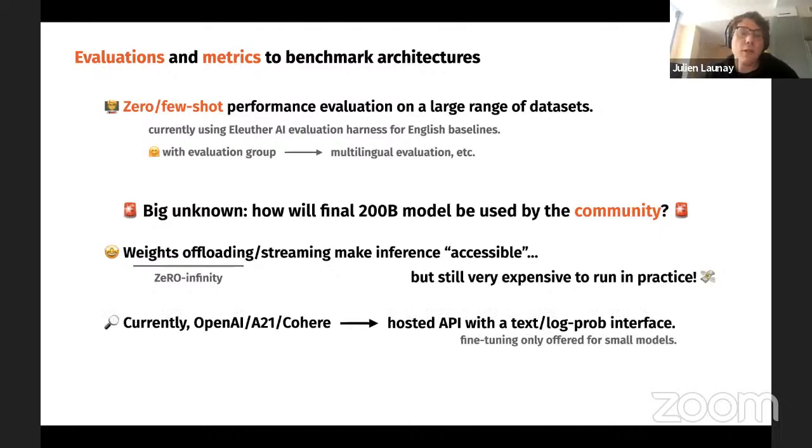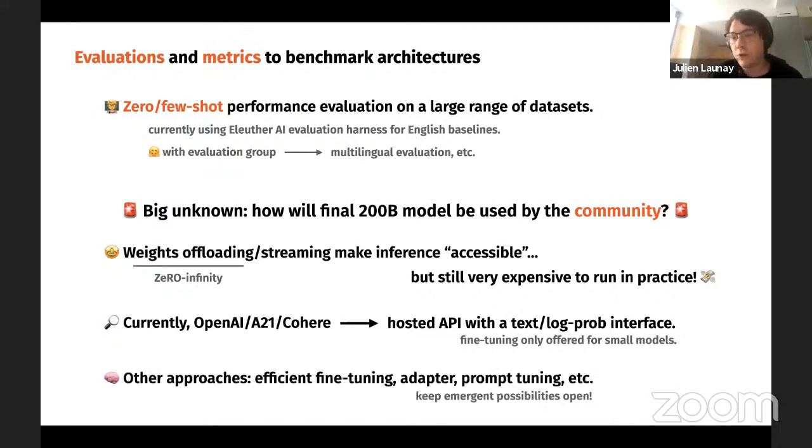If you look at how the current big models that I talked about earlier are served, OpenAI, AI21, or Cohere, they are served through a hosted API with a text or log probabilities interface. And there is not really fine-tuning offered for the big models. So this might be how people will use the BigScience model, with only text and log probabilities, which is essentially a few shot setting.